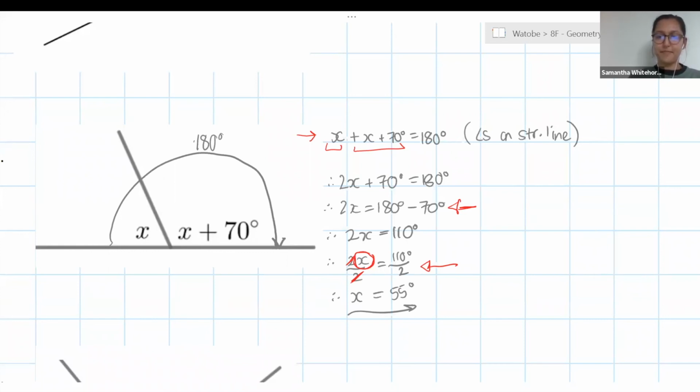Hi, ma'am. I wanted to ask, where did you get the 2x? Okay, so the 2x came from adding the x plus the x. Those are like terms. So when we add them together, we get 2x. So that's where my 2x came from. Oh, thank you.